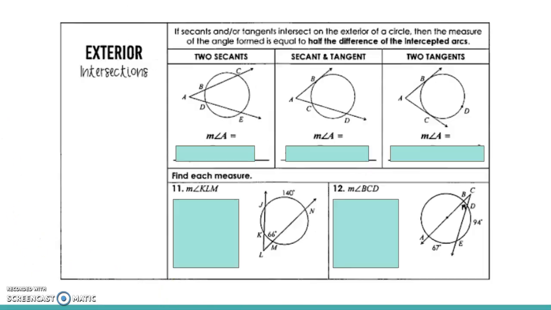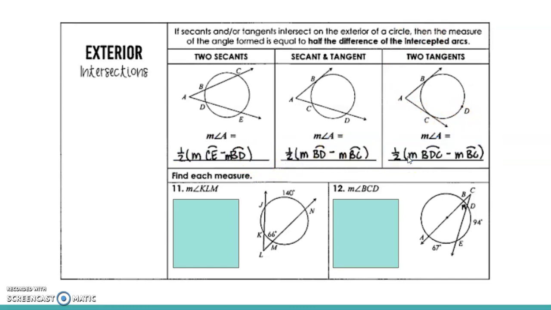The last way we can look at is our exterior intersections. So when we're looking at those exterior intersections, we can have it formed with two secants, one secant and one tangent, or two tangents. Either way, we're going to follow the same process when we do this. We're going to subtract the arcs. So we're going to do the larger arc minus the smaller arc, and then we're going to cut that in half in order to find our angle measure.